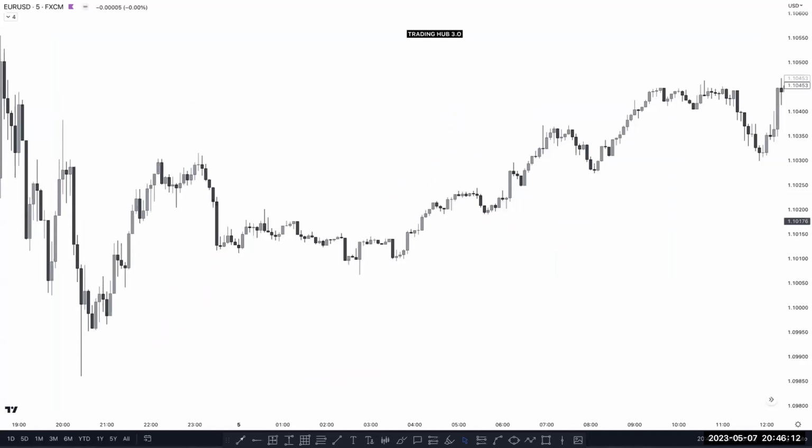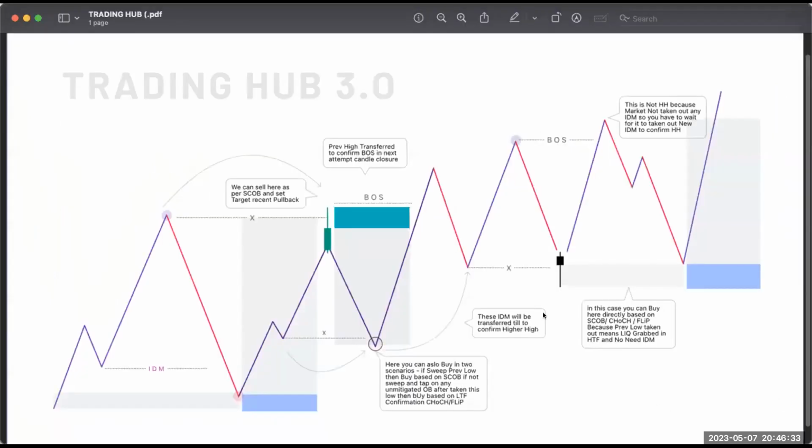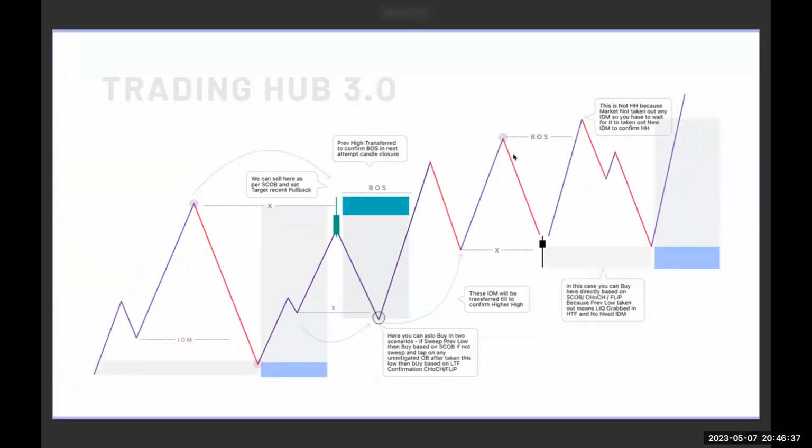Okay. Now I'm going to show you one more example. I mean, the next diagram. So this is our next diagram. In this diagram, the situation is a little bit different. Okay. How? Look at this one.